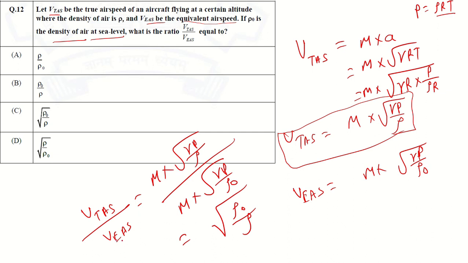Don't mug up directly, just know what it exactly is. The true airspeed is directly proportional to Mach number and pressure, and inversely proportional to density. So if you know this formula, you can find the ratio of this or the opposite of this, that is VES by VTAS, or the Mach number relation, everything you can find out. So according to this, C is the right option: under root rho naught by rho.